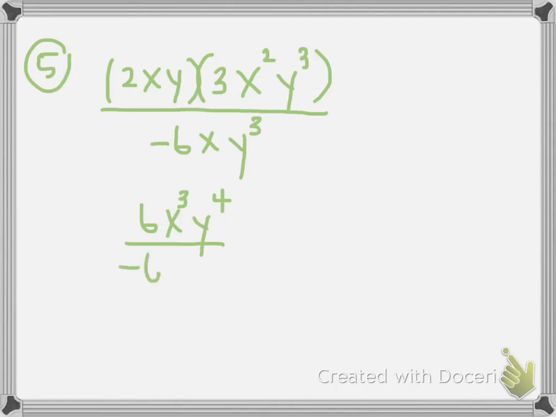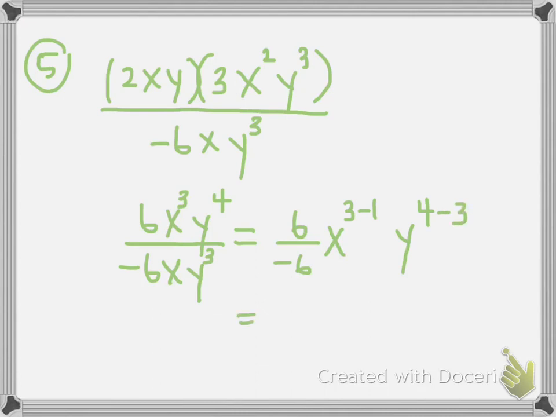Okay, divided by negative 6x y cubed. So you're going to say 6 divided by negative 6. Now we can subtract, so we would say x cubed minus 1, and then y to the 4th minus 3. 6 divided by negative 6 would be a negative 1. X to the 3 minus 1, which would be x to the 2nd power, and y to the 4th minus 3 would be just a y. Okay?